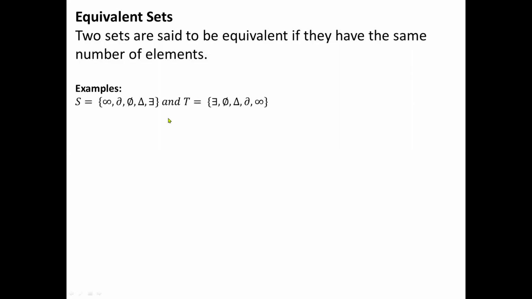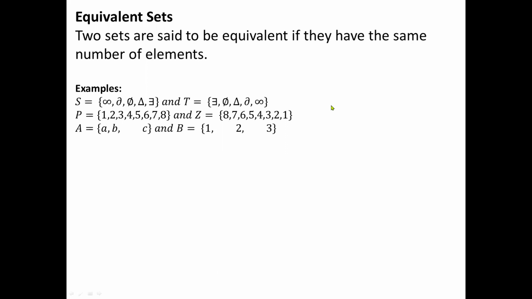Halimbawa, yan. Ang set S may 5 elements. Ang set T may 5. Ibig sabihin, equivalent sila. And at the same time, equal sila. Okay? Pasok sila sa equal set and then pasok din sa equivalent set. Another example, set P and set Z. Equivalent sila kasi para silang may tig-8 elements.